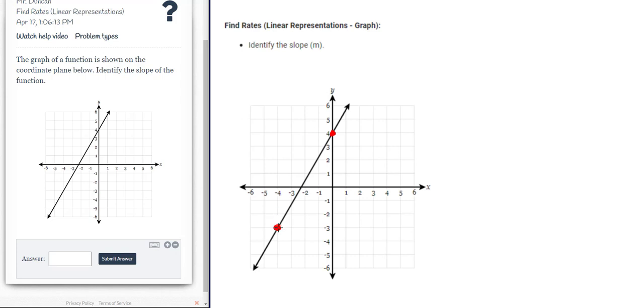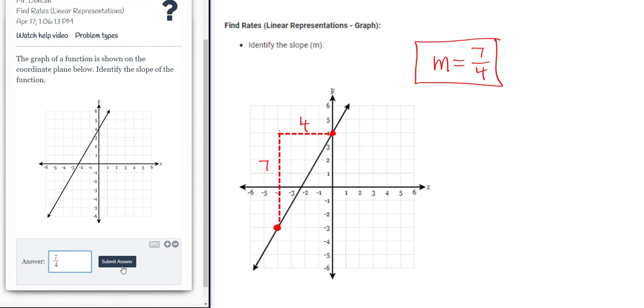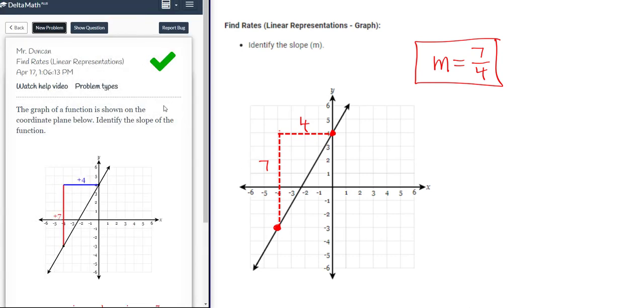So rise over run, I'm going to start with the point on the left, and it looks like I'm going to go up, and then I'm going to move to the right. If I go up, that's going to be a positive, so I went up 1, 2, 3, 4, 5, 6, 7, so that's +7, and then I went to the right 1, 2, 3, 4. So the part we write down is simply m is equal to 7/4, and we will box that. And let's plug it in there. Let's put 7/4. And we got it. That's pretty much the video for the first set.